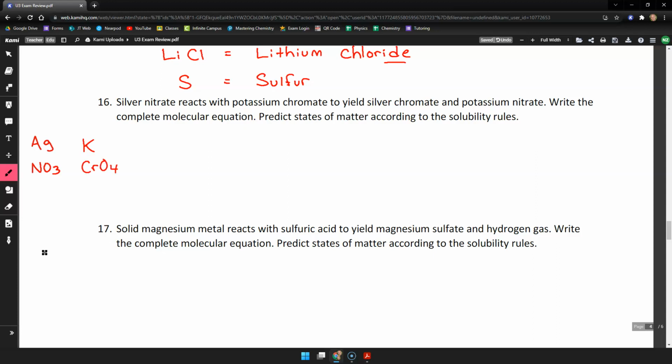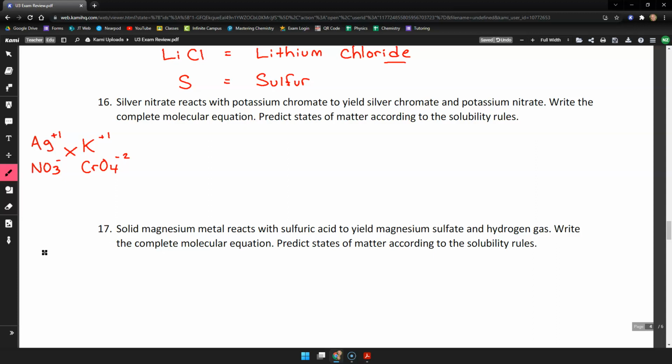CrO4. Okay, so silver, we have to look at what it's attached to for a charge. Nitrate is -1, so silver is going to be a +1. Potassium is +1, and then chromate is -2. So this will be a double replacement reaction.